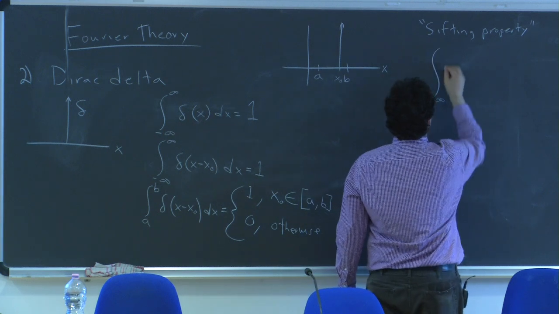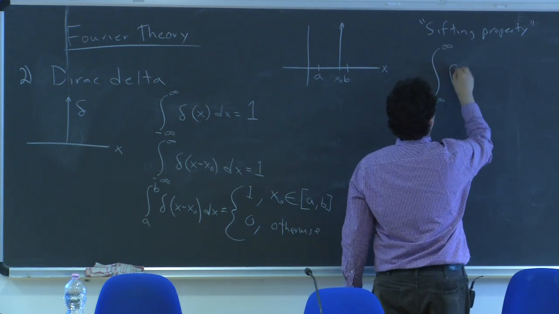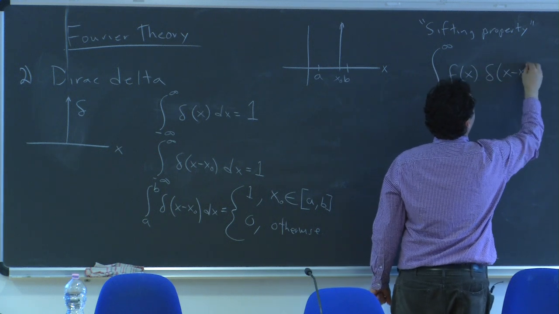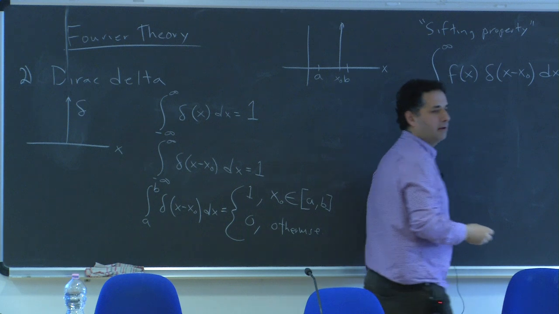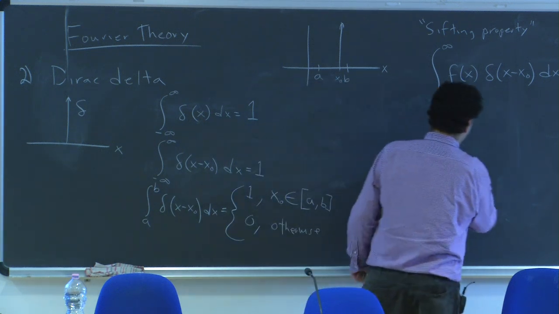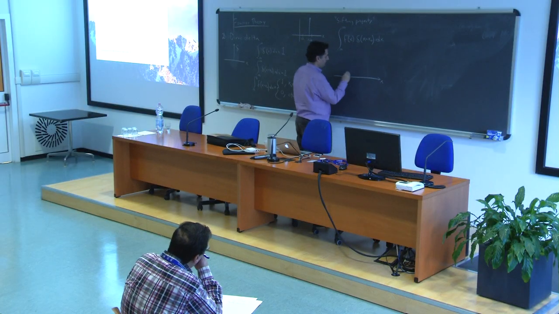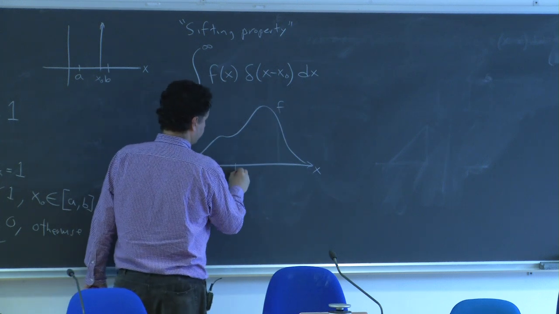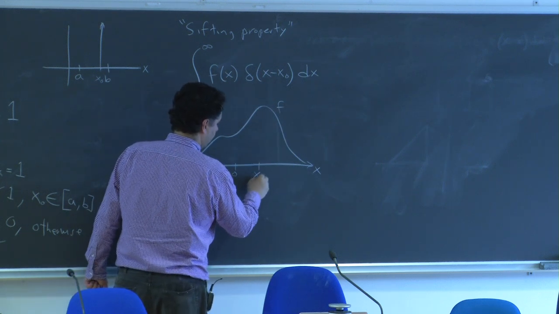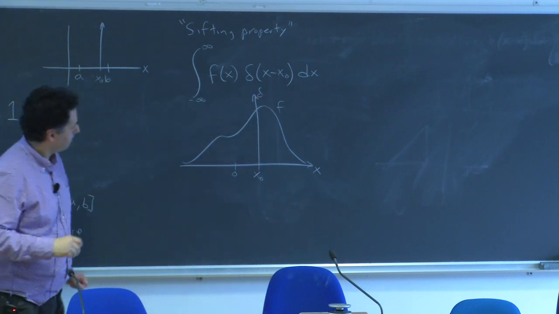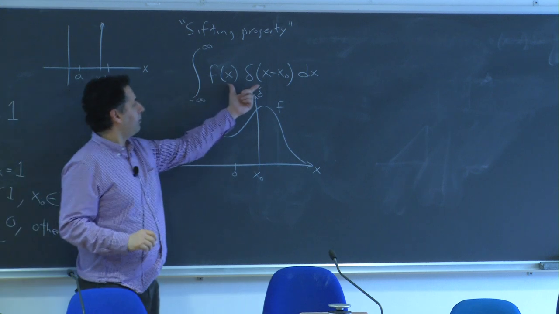If I have the integral from minus infinity to infinity of some function f of x, delta of x minus x0 dx, let's think about what happens here. So I have x, I have my function, let's say this is f, and then I have x0 here, and I have my delta function here. What is the product of these two functions?